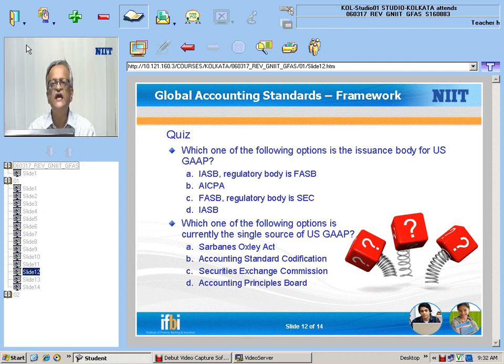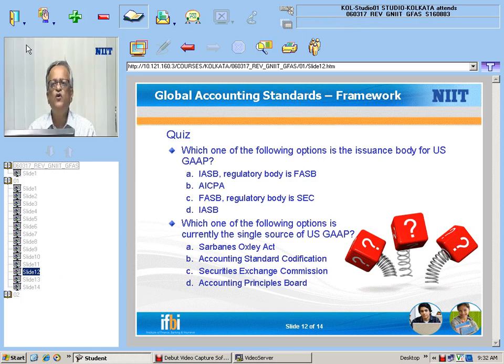Correct answer is FASB, regulatory body is SEC. C is the correct answer. FASB, Financial Accounting Standards Board, regulatory body is SEC, Securities Exchange Commission.